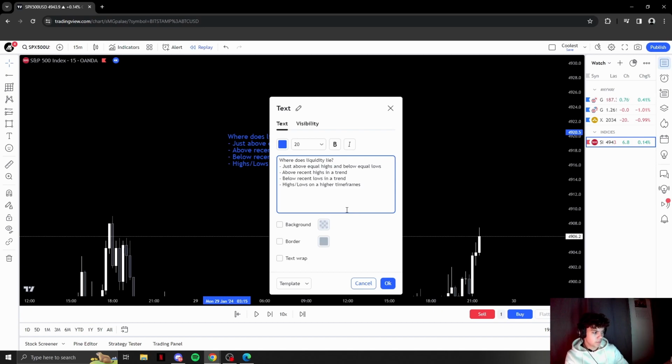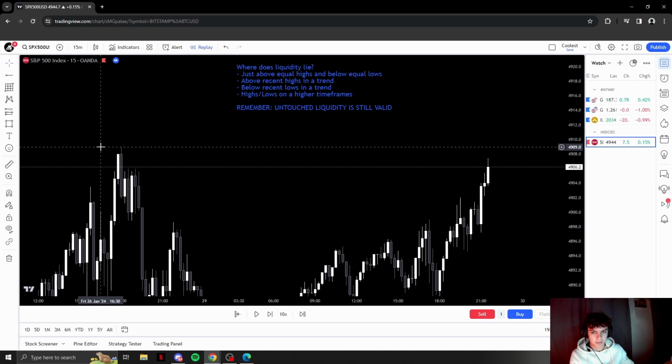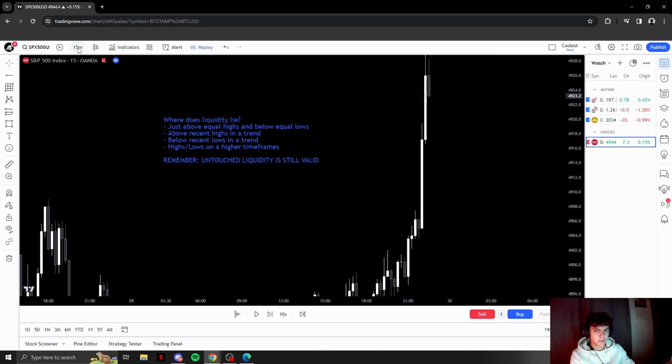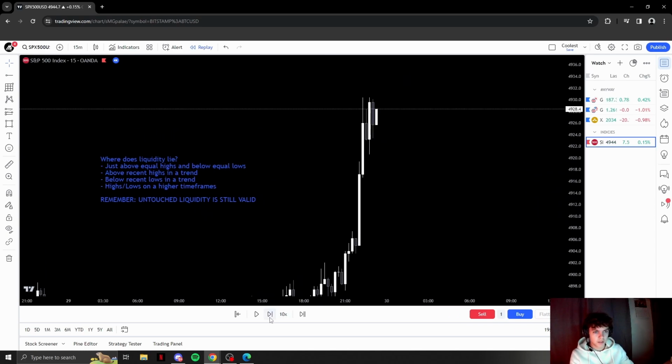And remember that untouched liquidity is still valid. So that means that untouched liquidity, like this one, hasn't yet been swept. That means it's still valid. Okay, now it gets swept, but we don't get a break of structure to the downside, so we wouldn't enter on that.